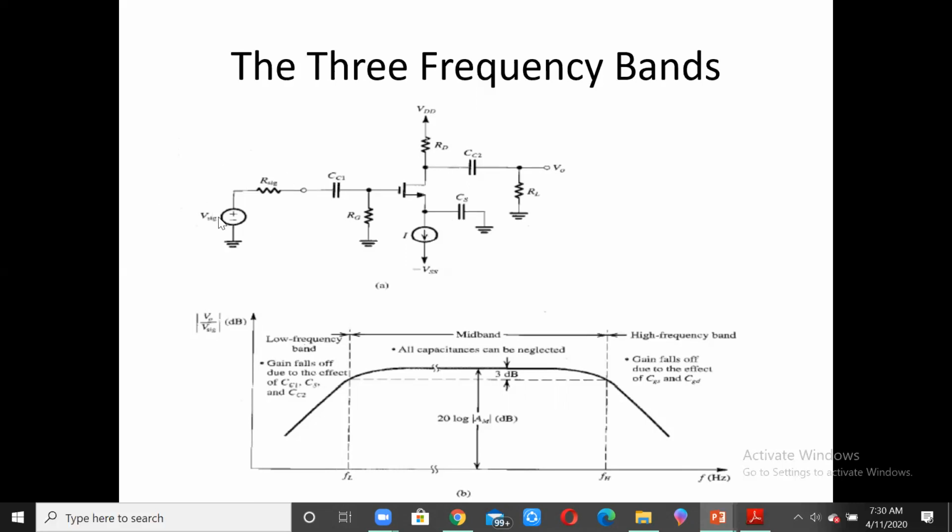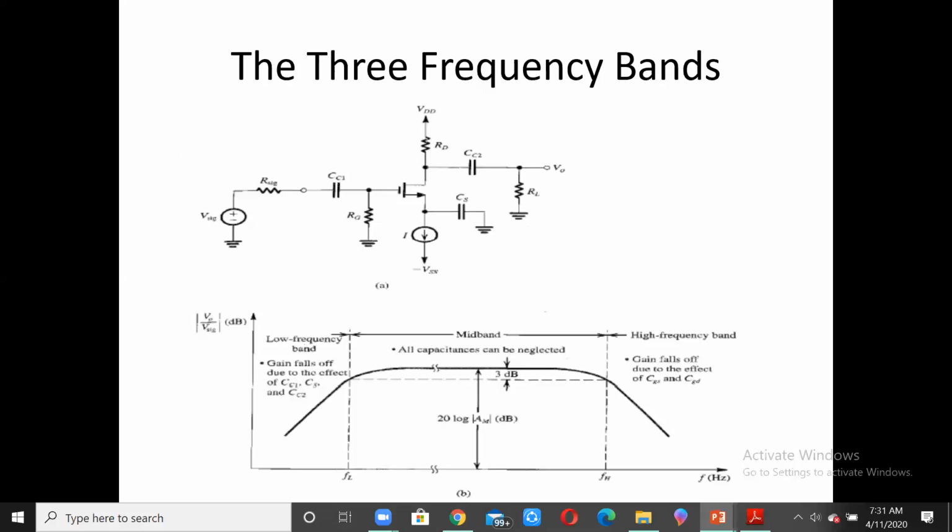This is the signal source, which is there as it is, and this is the load, and the rest of the thing is a bias circuit, or rather the constant current source biasing which we are using over here, compared to what we have considered in the earlier class. Okay, so now we have the three frequency bands. You can see that this gives you the frequency response of the circuit, where this part is the low frequency, this part is the high frequency band, and in the middle you have the mid band.